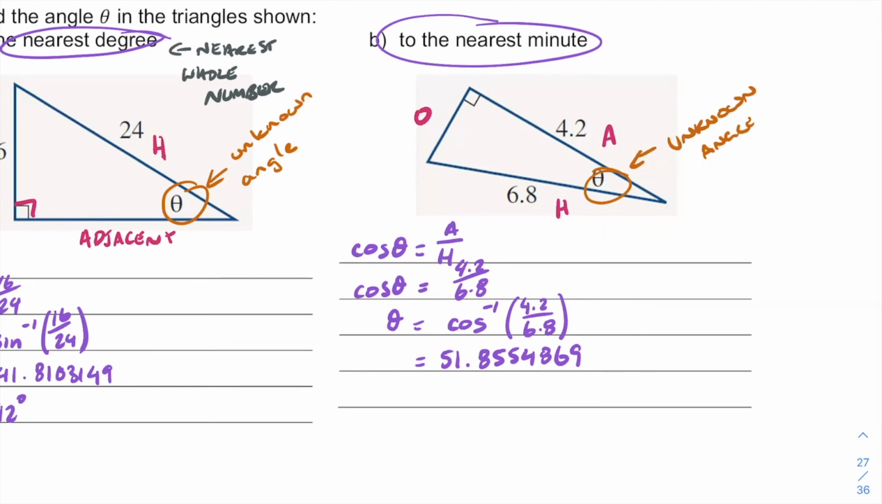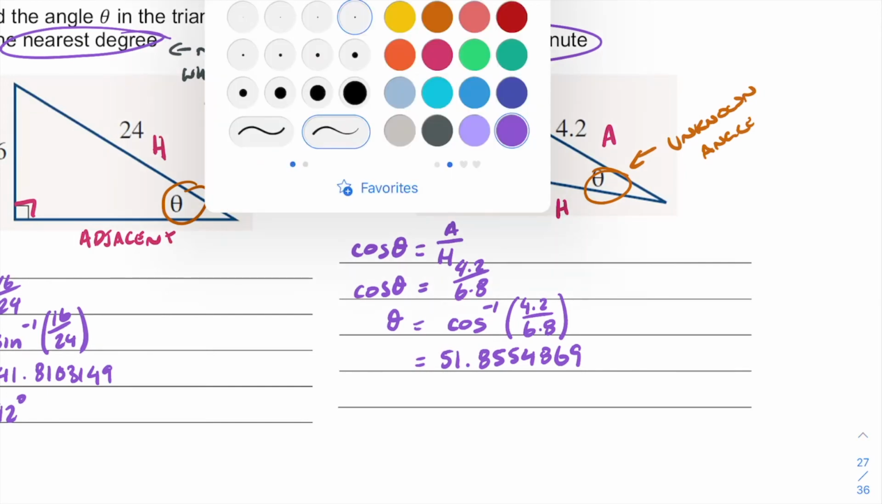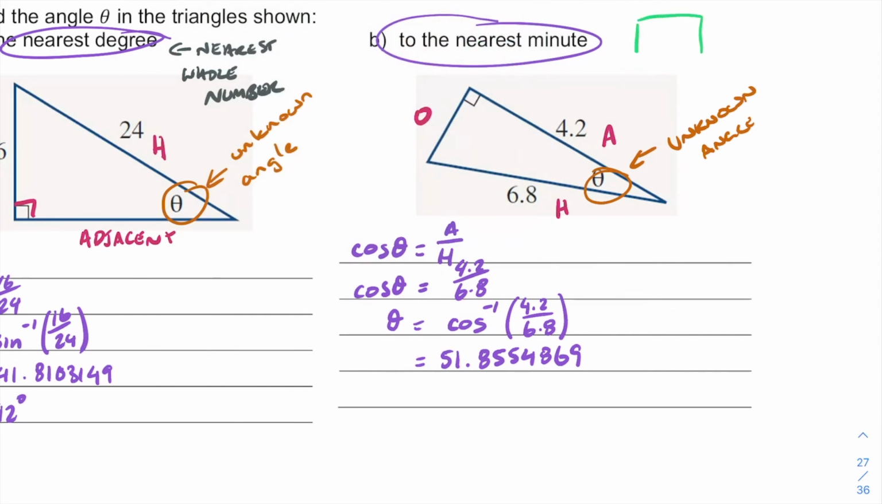So the first thing that we need to do is use that degrees, minutes, seconds button. It'll either be DMS on your calculator, or it'll be the degrees with an apostrophe and then the quotation mark. So they're the two keys that we're looking for. Once we've hit that, you should get 51 degrees, 51 minutes, and 19.75 seconds.